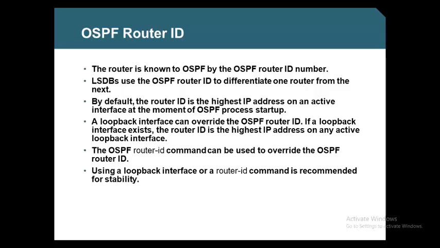For example, loopback 0 with A.A.A.8, and loopback 20, that's the interface name, with 2.2.2.2. Which one will be the router ID? Loopback 20's IP address or loopback 0's IP address? Can anyone answer?